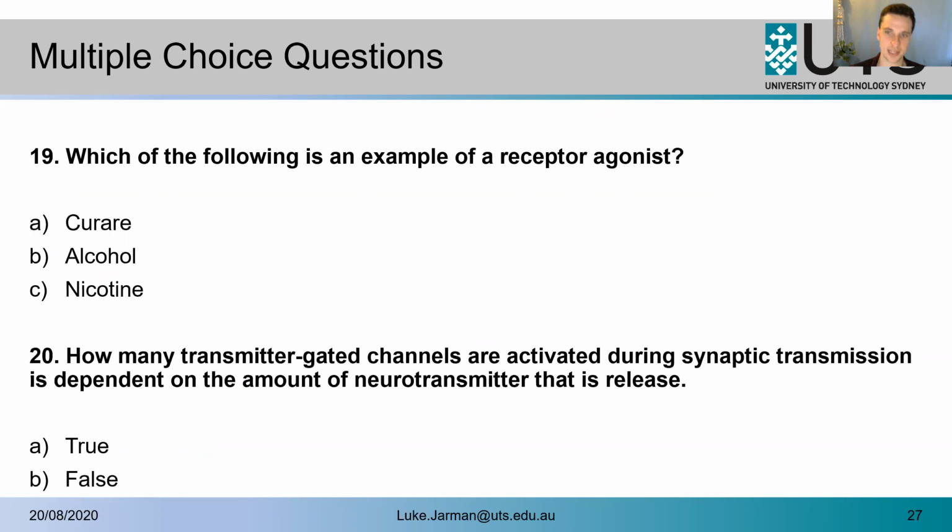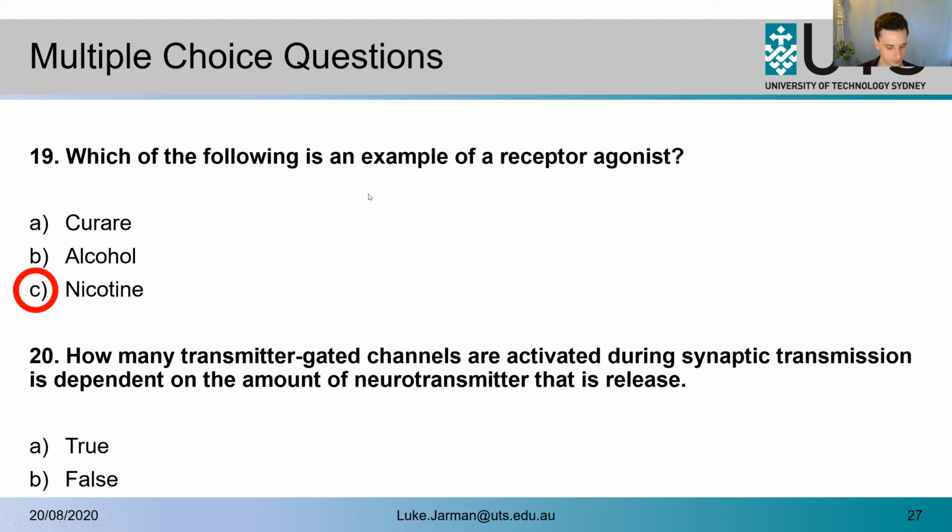19, which of the following is an example of a receptor agonist? So something which exacerbates or activates a receptor, and it is nicotine. So nicotine acts on nicotinic receptors. And these top two are actually central nervous system depressants. So their action, I believe, is mainly antagonistic. And I believe curare causes muscle paralysis, and it's used in like poison darts.